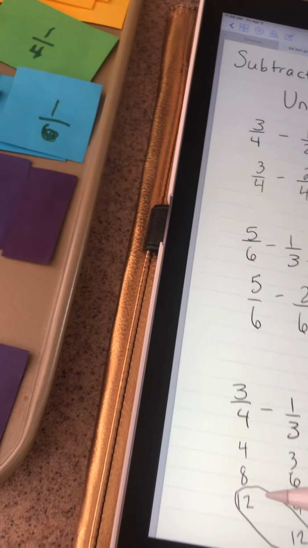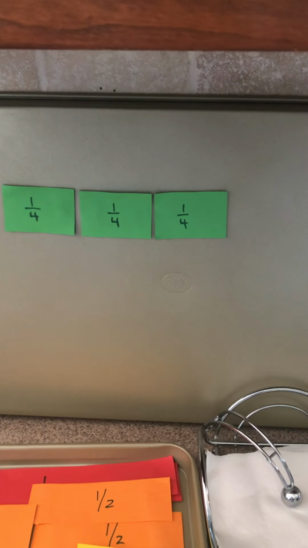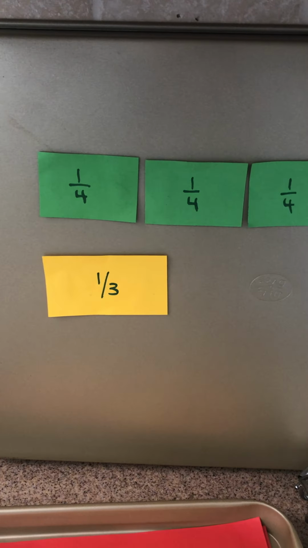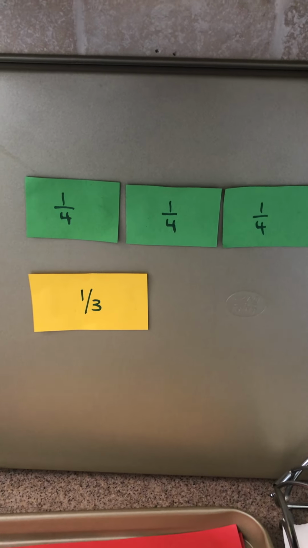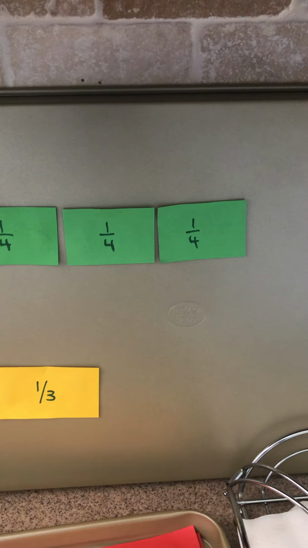So let's model this with our fraction strips. We're going to start with the minuend, which is 3/4. And we need to take away a third. See, in the other problems, we were able to find something within the minuend that was equivalent to 1/3. That's what made it easier. However, with this problem, a third doesn't fit. That's because they do not have a common factor.